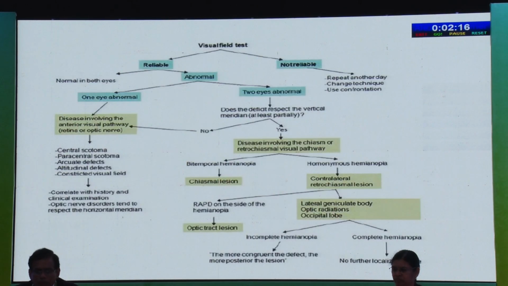So this is a flow chart depicting how we come to a diagnosis from the visual field defect. When the field respects the horizontal meridian, the field defect is usually due to retinal or optic nerve pathology. When it respects the vertical meridian, it is due to a lesion from the chiasma to the posterior pathway.